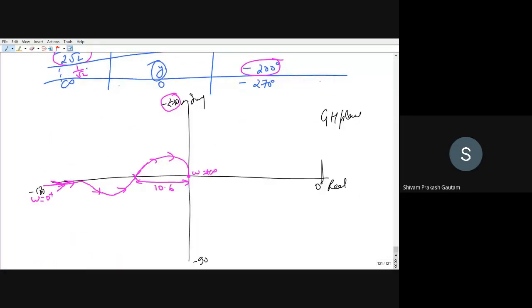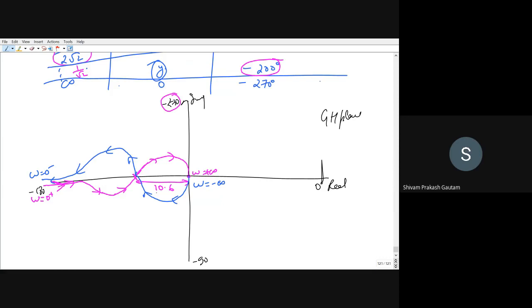We have to draw the mirror image for negative frequency. The mirror image you can draw roughly like this. So it will go from minus infinity to 0 minus. This is omega is equal to 0 minus. This is omega is equal to minus infinity. So we have drawn the polar plot and the mirror image of the polar plot. Now two parts are still remaining, that is the small circle and the capital circle. We will come to that.